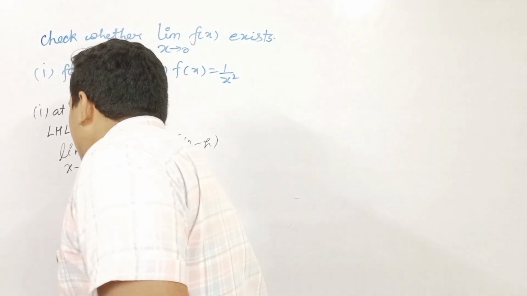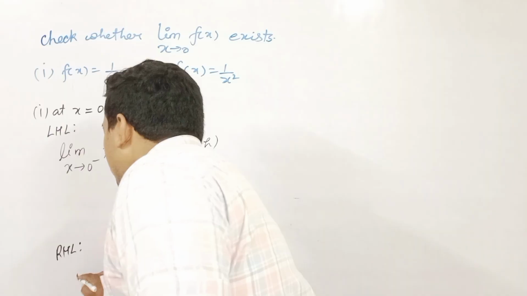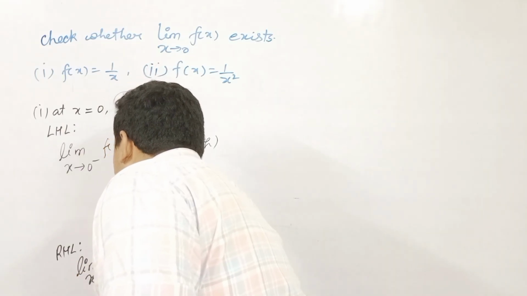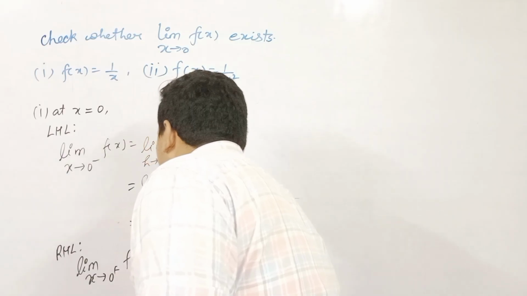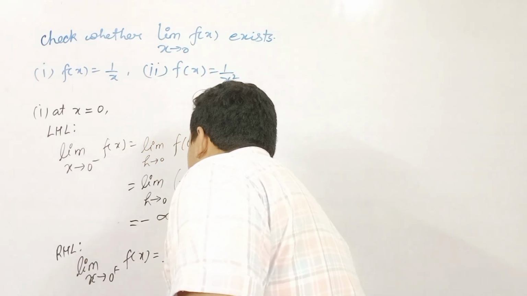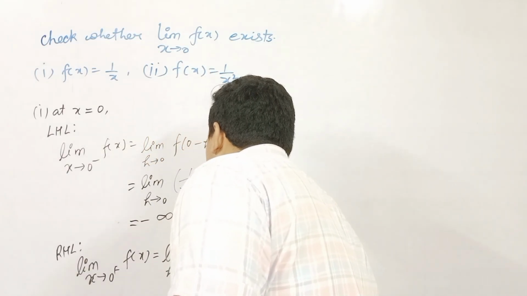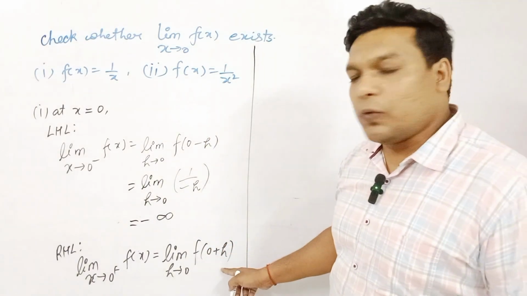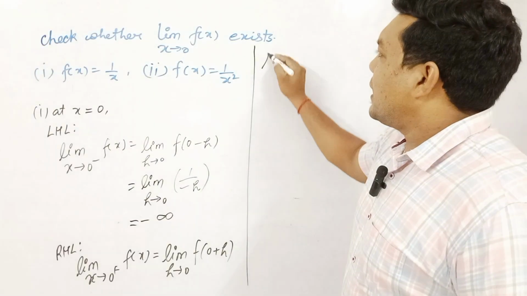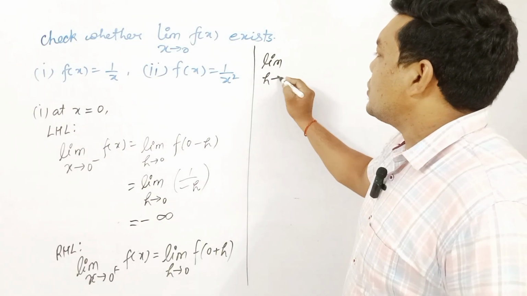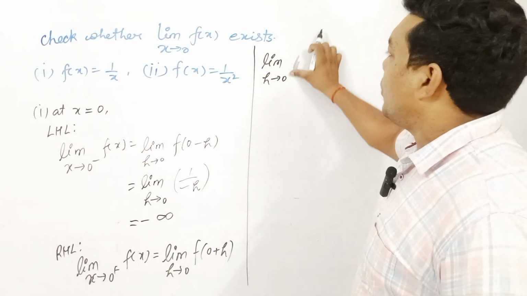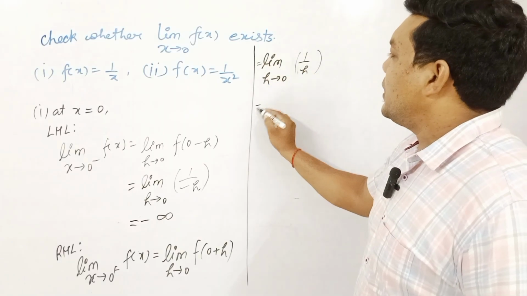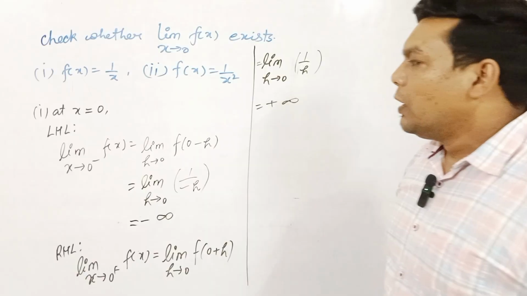And when you calculate RHL, it will be limit x tends to 0 plus f of x, which is equal to limit h tends to 0 f of 0 plus h. And when you find f of 0 plus h, it is f of h. So it will be limit h tends to 0 f of 1 upon h, so it will be 1 upon h. Now again h is tending towards 0, so it will give you plus infinite.